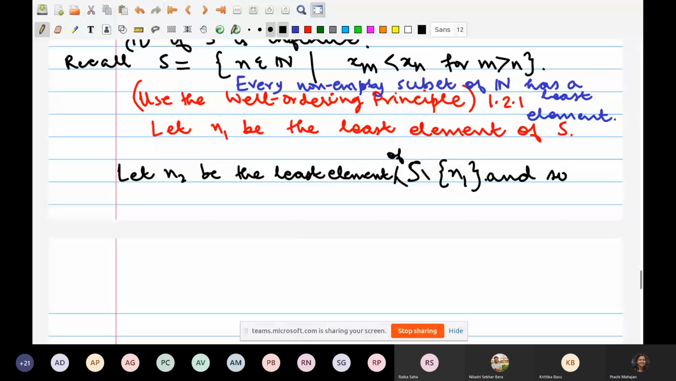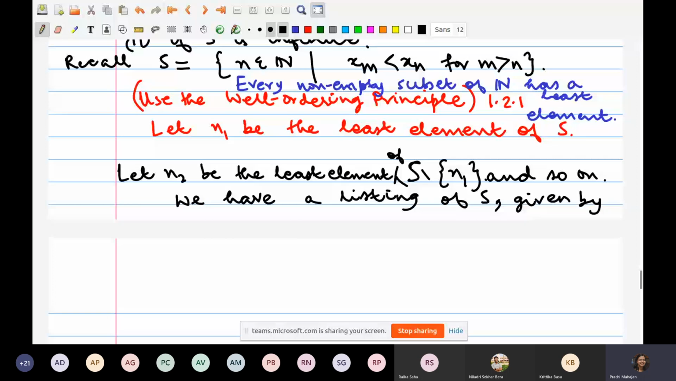So what do you get? Continuing in this manner, we have a listing of the set S. If I tell you to compare n_1 and n_2, what can you say about n_1 and n_2? n_1 is the least element of S and n_2 is the least element of S minus n_1. So what can you say about n_1 and n_2?